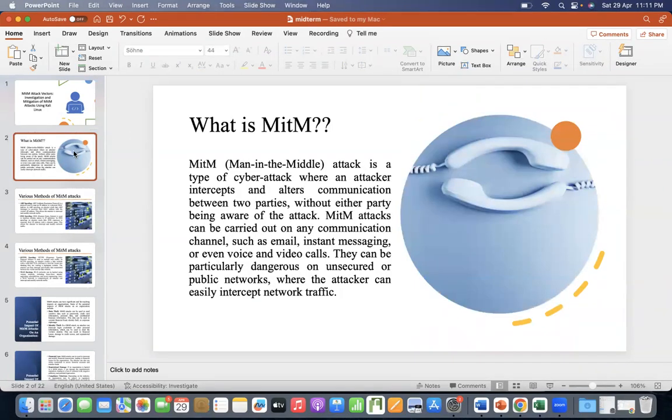What is the man in the middle attack? It is a cyber attack where the attacker can intercept and alter the communication between two parties without either party being aware of the attack. This attack can be carried out in any communication channel such as emails, instant messaging, voice, and video calls. It is particularly dangerous on unsecured or public networks, where the attacker can easily intercept the traffic.